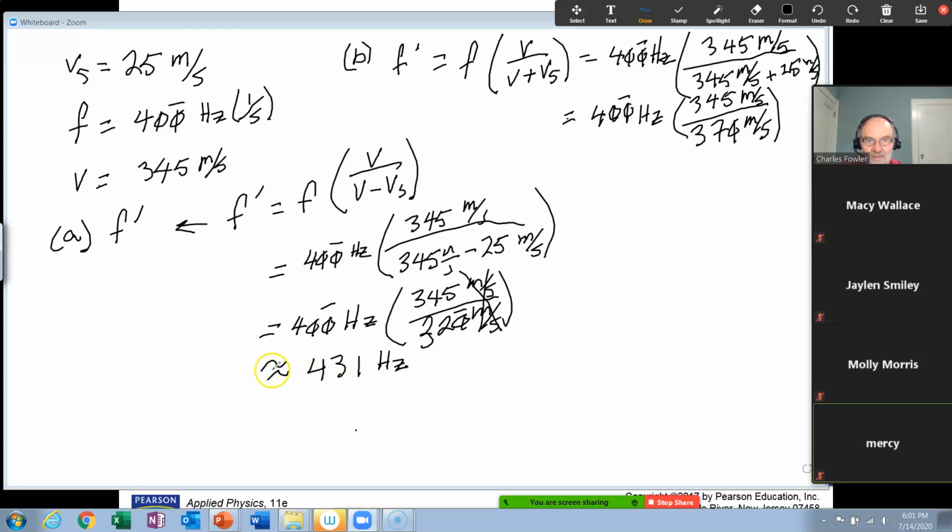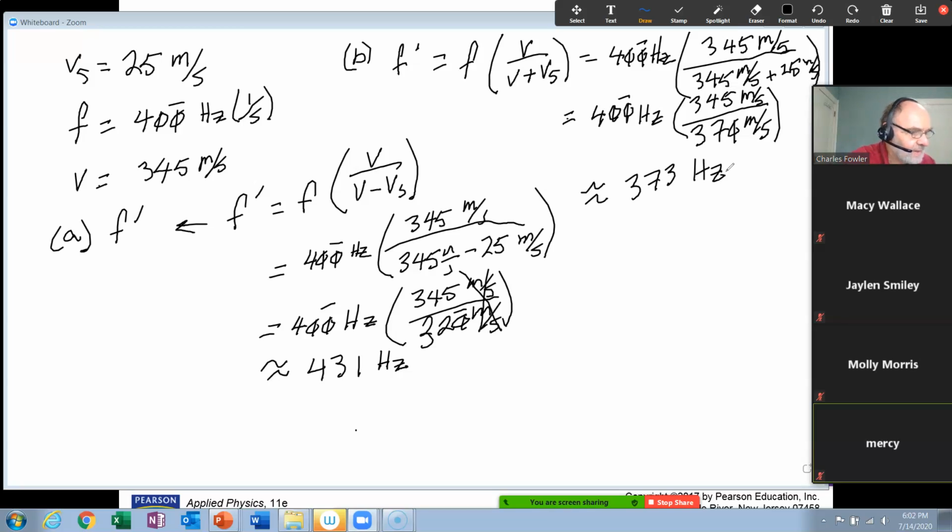Okay. That's approximately 373 hertz. So the frequency went down because the car is moving away from you now. Let's see how the book did. Yep, they got 373 also. Do you see how Doppler frequency works? All right.